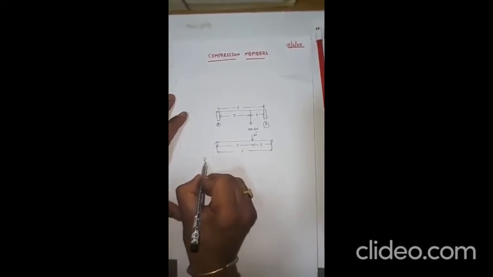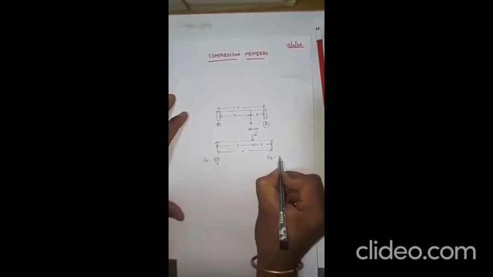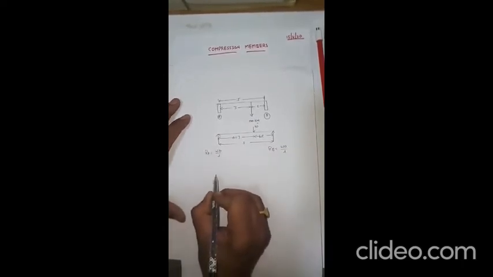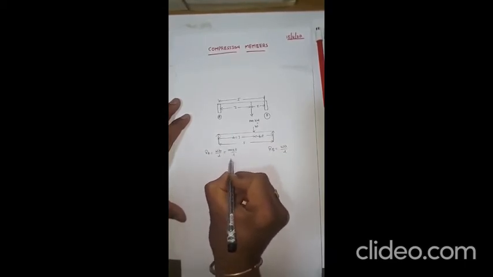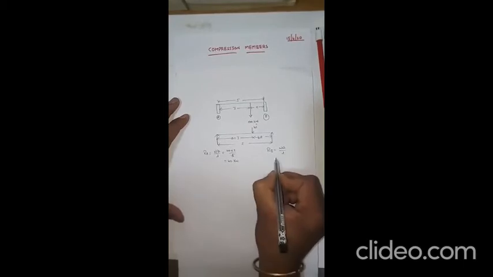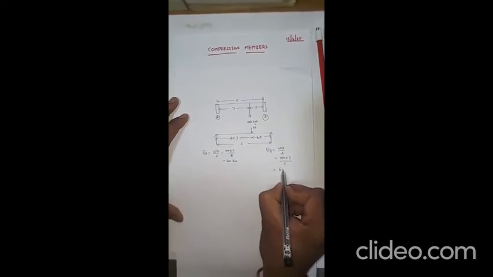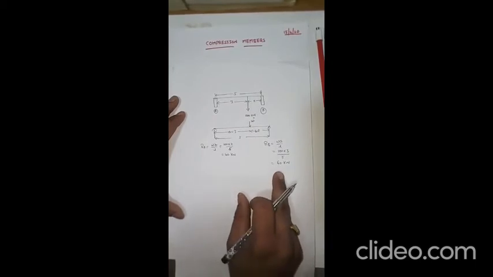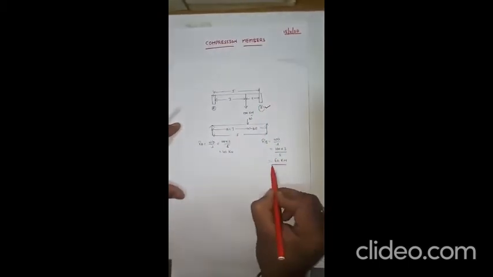What is the reaction at A? Which is W b by L. What is the reaction at B? W a by L. Where a is equal to 3 meters, b is equal to 2 meters. So reaction at A is 100 into 2 by L, where L is 5 meters, and reaction at B is 100 into 3 by 5, which is 60 kilonewton, isn't it? Then which person is carrying more weight? Person B. Person B is carrying more weight.